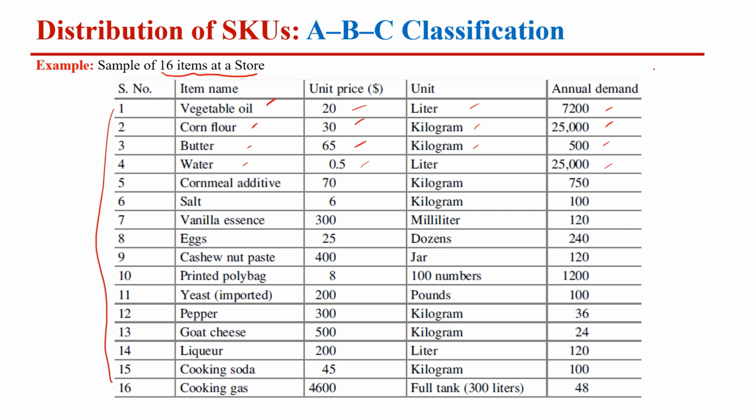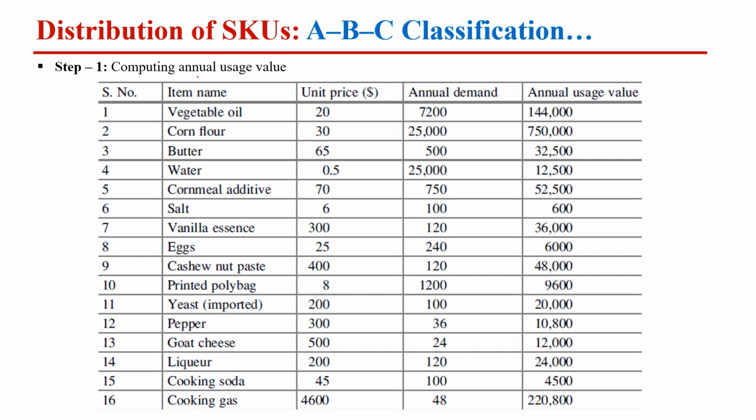So the first step in order to develop the ABC classification is to find out the annual usage value. How can we calculate it? We are going to calculate the dollar value of every particular product on an annual basis. We know the annual demand and we have the unit price, so simply unit price multiplied by annual demand gives the annual usage value of that item. Similarly for the rest of them.